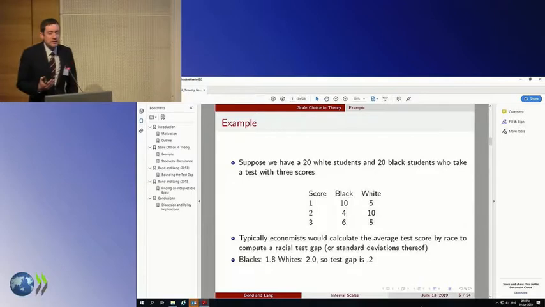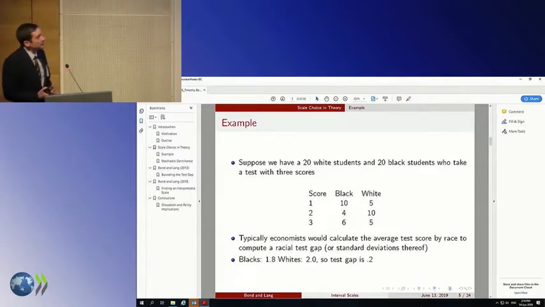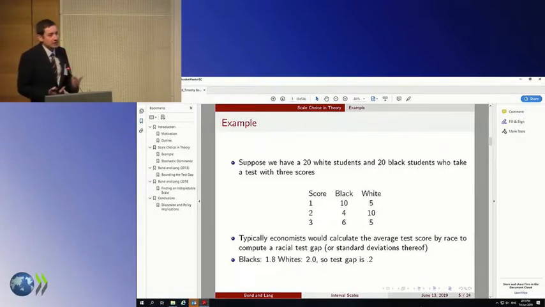So let me just start off with an example. There's really no meaning behind this example. The only reason I chose these numbers was so that we didn't have stochastic dominance, in which case scale choice really wouldn't matter too much. But suppose we have 20 students, 20 white students, 20 black students.